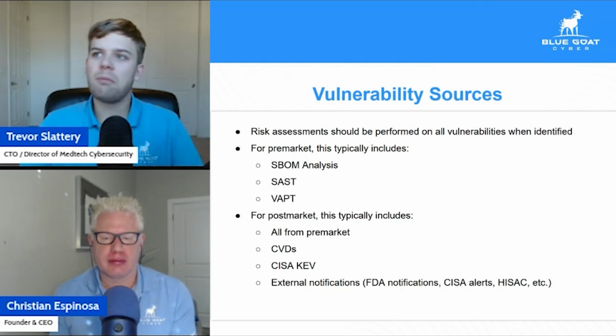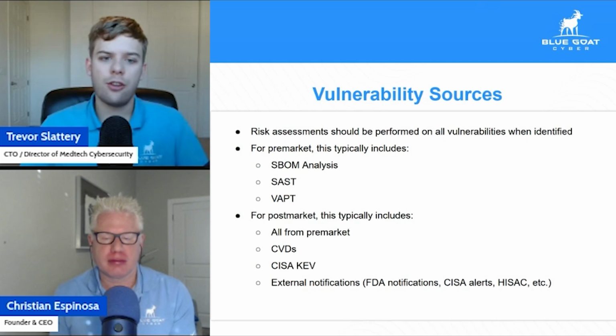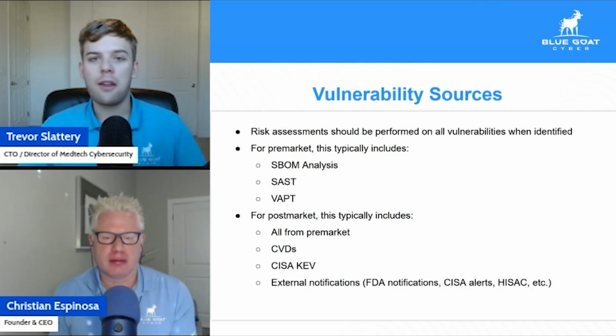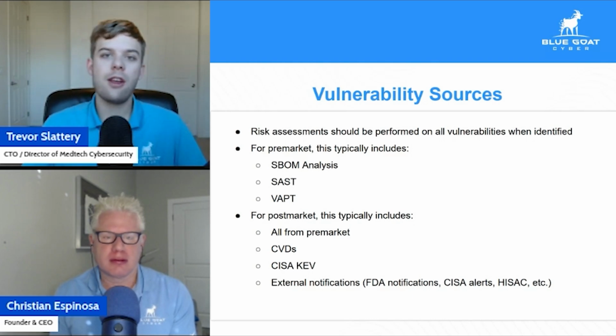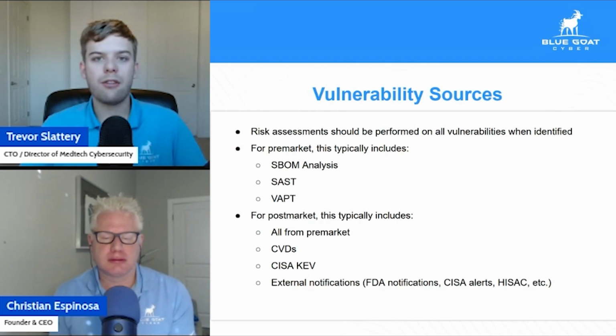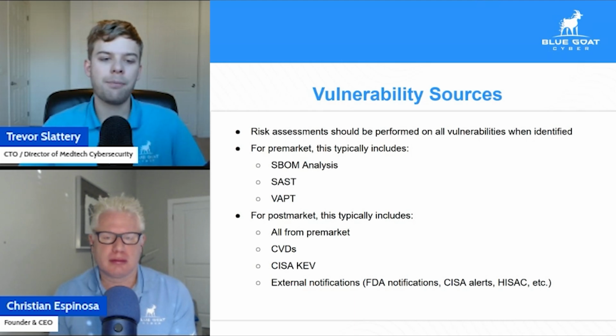There can be some notifications on a recall issued by the FDA. As part of the FDA requirements, you have to push out a coordinated vulnerability disclosure program. This lets security researchers bring in independent information if they find a problem in your device. They'll reach out to you, they'll explain what they found, and you can go back and forth on a remediation if you determine it to be a true positive finding.